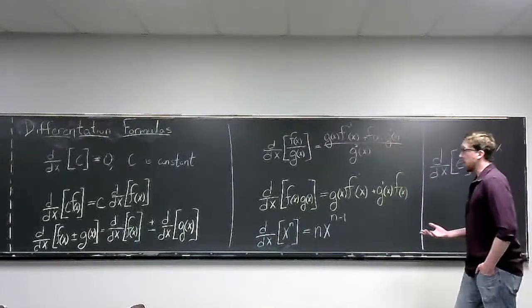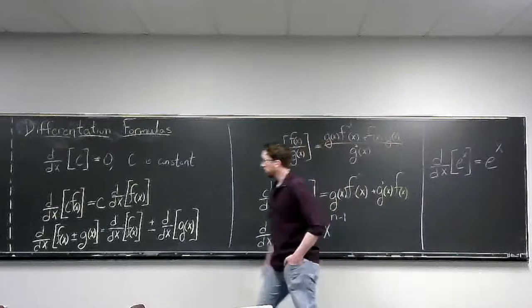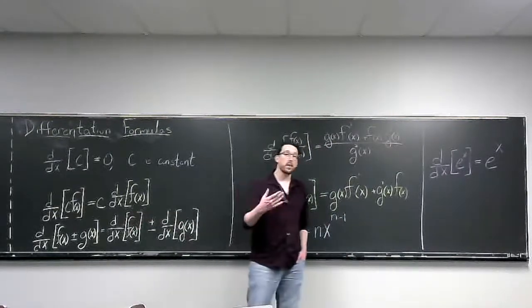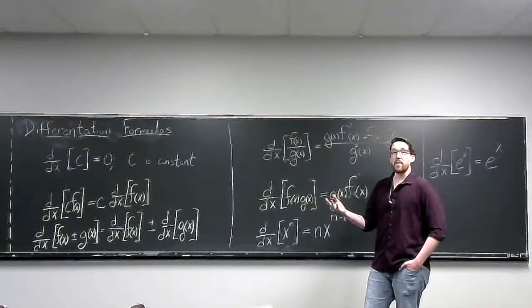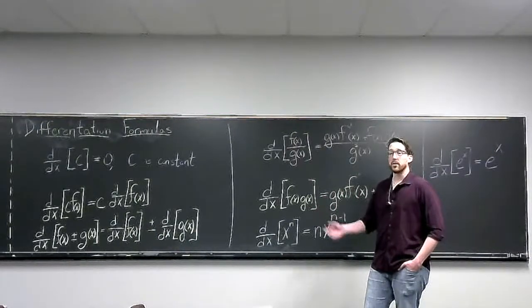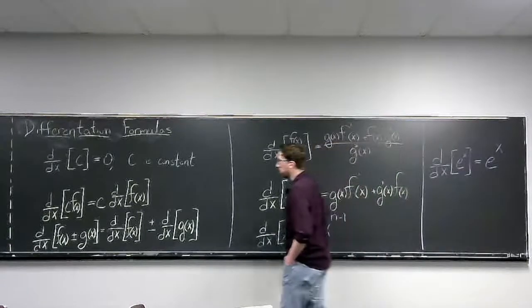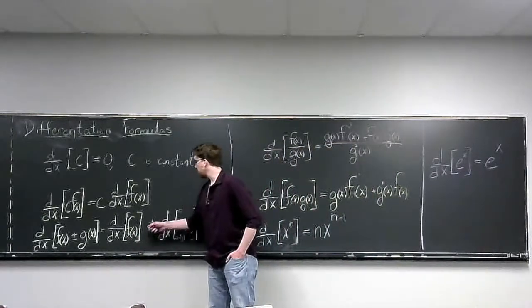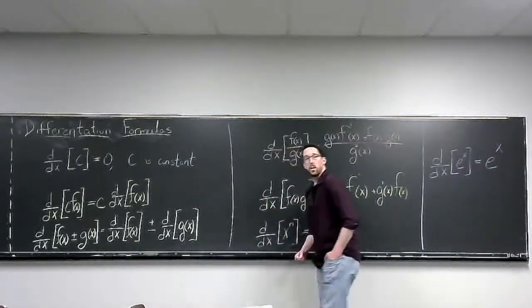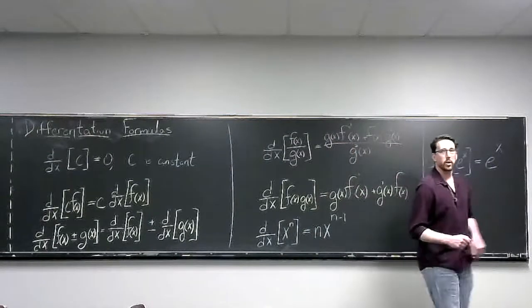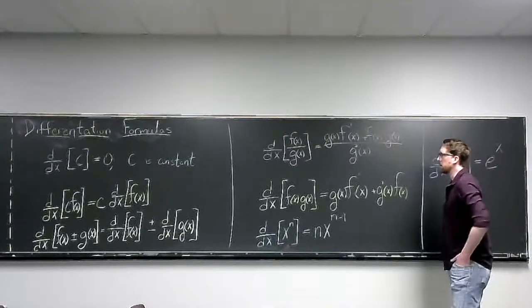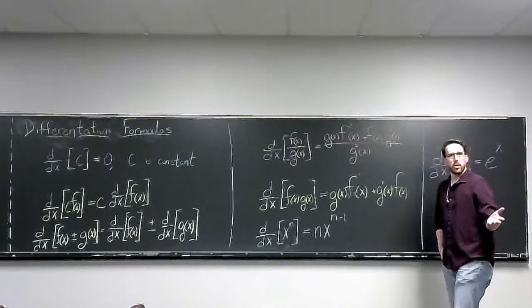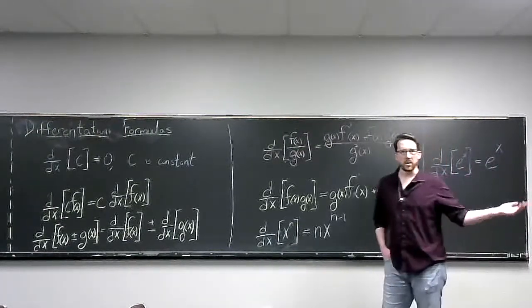Now, the next rule to talk about is the sum and difference rule. The derivative of the sum or difference of two functions, so the derivative of f of x plus or minus g of x, is equal to the derivative of f of x plus or minus the derivative of g of x. So you can apply the derivative to each individual part, which we've already seen through some of the previous lectures.